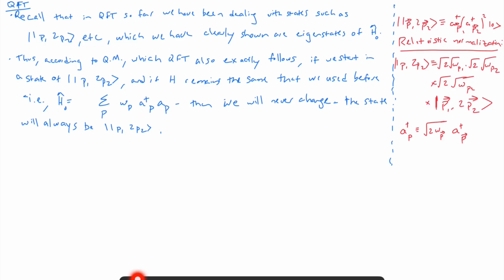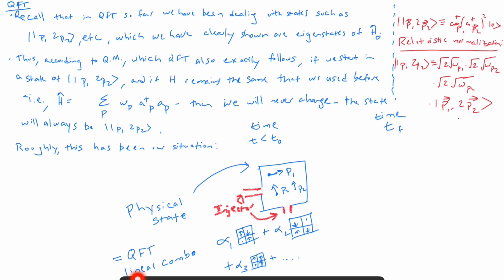But this doesn't explain what happens in a real particle accelerator, where if you have more than one particle, things can interact, and sometimes you'll see a different state than what you started with. So that doesn't help us. So this is our situation just before we get to it again.